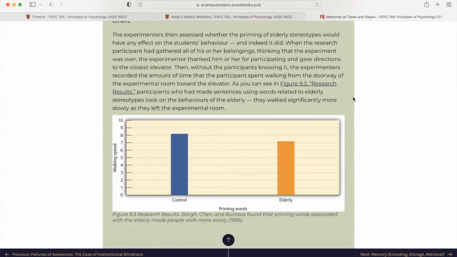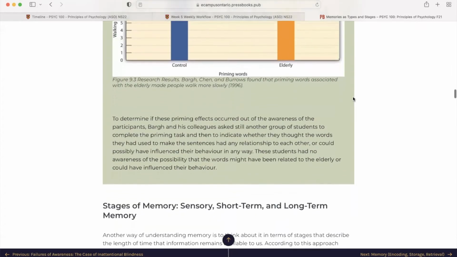And they have a figure here that shows that participants who had made sentences using words related to elderly stereotypes took on the behaviors of the elderly, and they walked significantly more slowly as they left the experiment room. So that's kind of interesting.